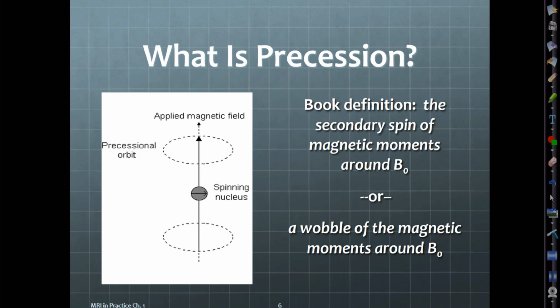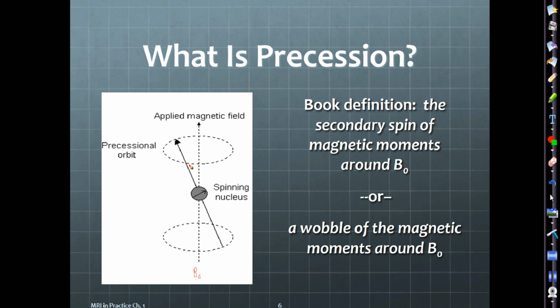All right, so getting to precession. The book definition is the secondary spin of magnetic moments around B sub 0. Or sometimes it's even simply described as a wobble of magnetic moments around B sub 0. Once again, this little arrow is denoting our net spin or angular momentum. And then this path and this spin around this B sub 0 axis, so if you want to further label this diagram, put B sub 0 right here, you have this secondary spin around it, and that's called precession.